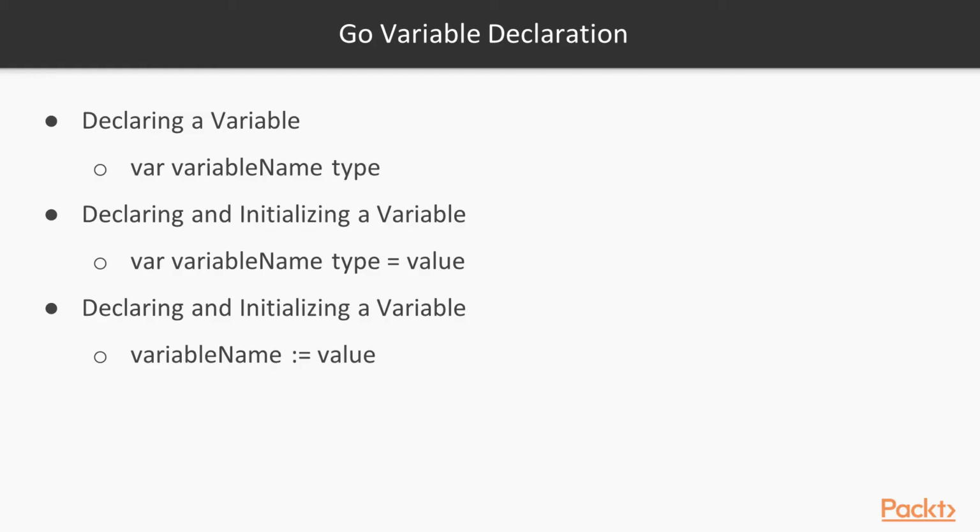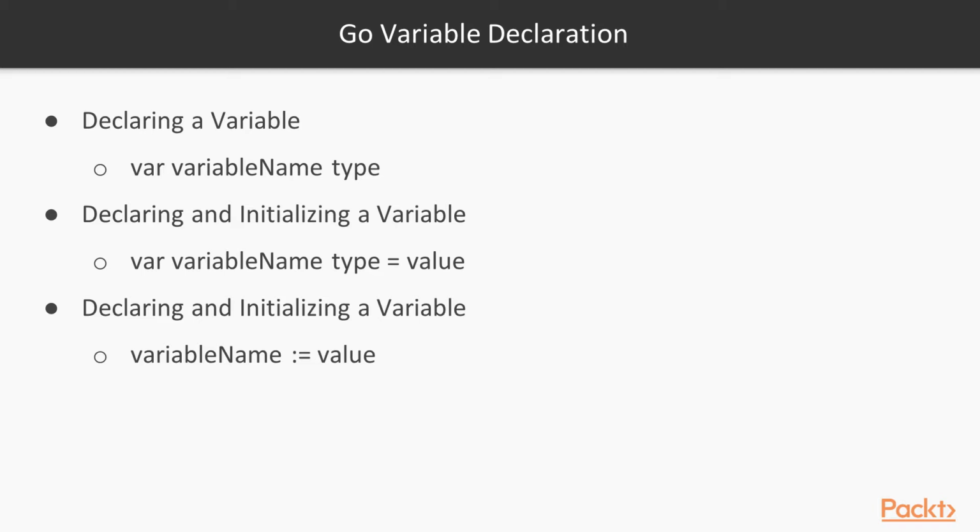So how do we declare variables in Go? In the first example we have here, to declare a variable, we use the var keyword, followed by the identifier, followed by the type. Moving on to the second example, in addition to declaring a variable, we can also initialize it with a value. The value is known as the initial value of the variable.